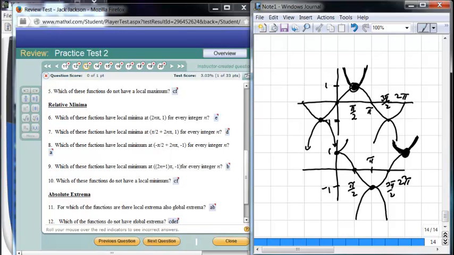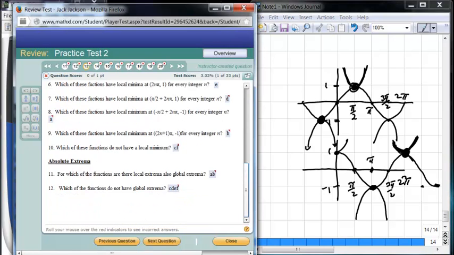Pi over 2, yeah, that's there. Which have a minimum at -pi over 2 plus shifts and -1? So that would be right here. Which one has a minimum there? That's sine. Which one has a minimum at odd multiples of pi? So at pi, right here, and then over again at 3 pi, which would be over here. Well, the one that has a minimum there is cosine. And tangent and cotangent don't have minima.